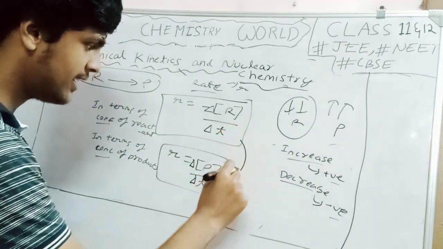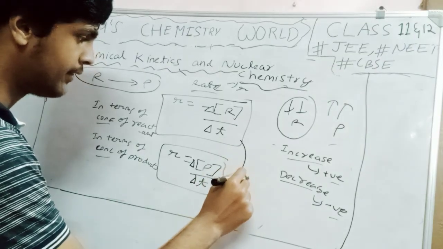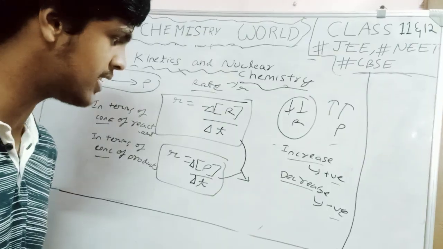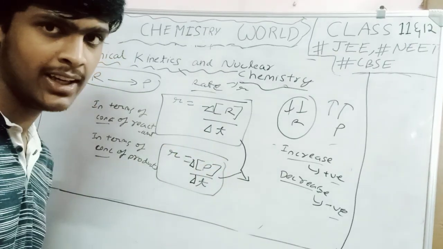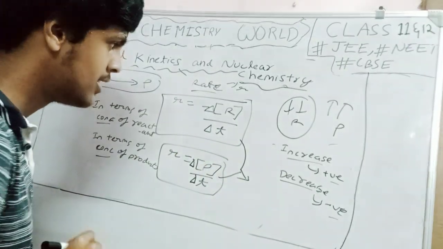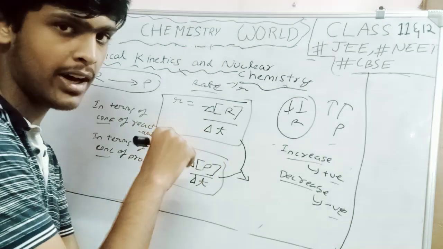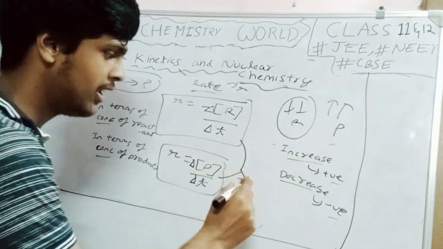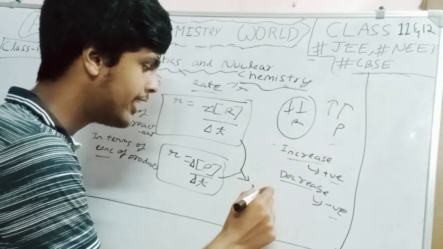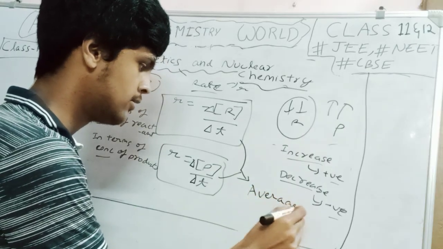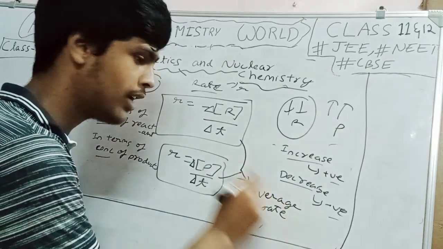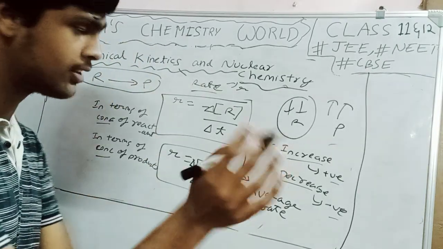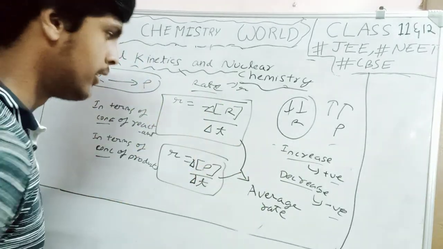Whatever you are representing this rate, this is normally when you are defining rate, you can use this. But actually, in chemical kinetics, delta concentration of R by delta t and delta concentration of P by delta t represents the average rate. If you have basic knowledge in physics, you can easily ace this. Okay, right?